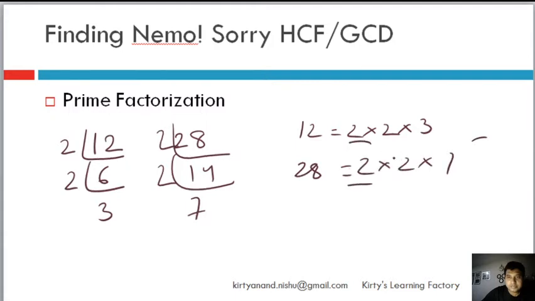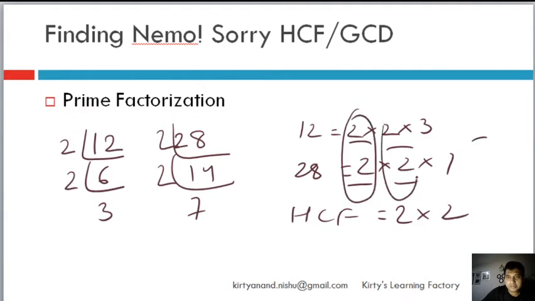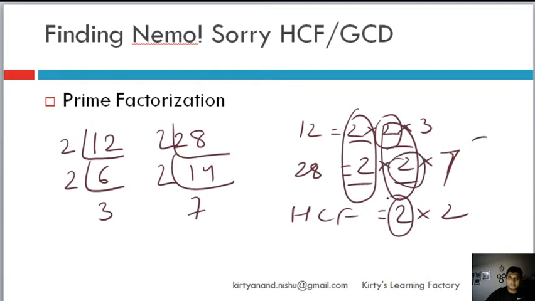See, this is common, this is common. So then HCF or GCD is equal to 2 into 2, whatever is common. And isn't it fairly simple? Because you will have to multiply these common prime factors, right? This is a common prime factor here, this is a common prime factor here, so we take it out and write it here. Then again, this is a common prime factor, this is a common prime. And then we multiply.